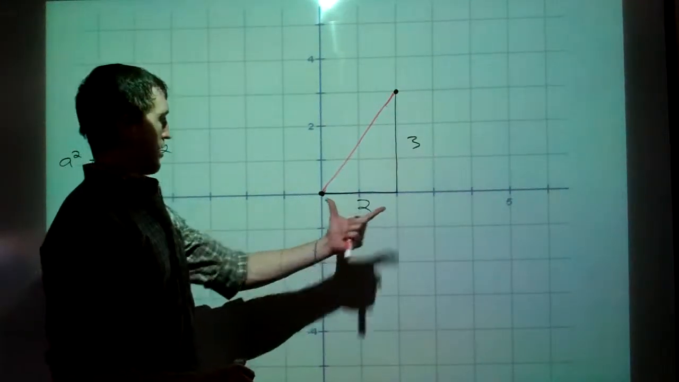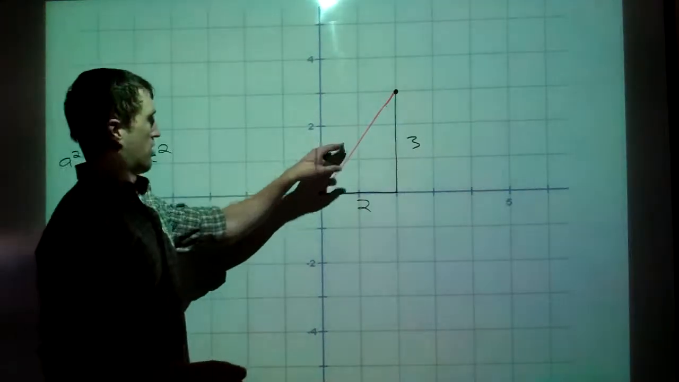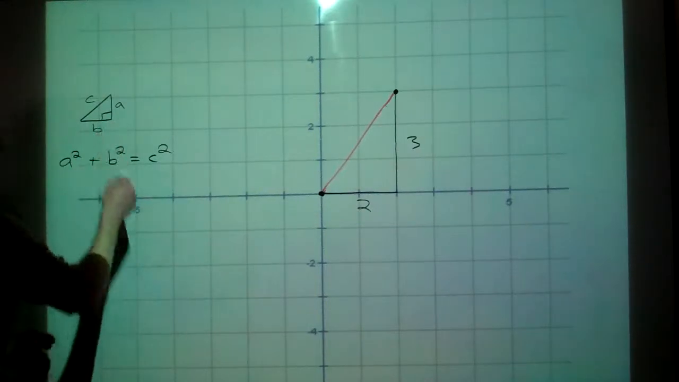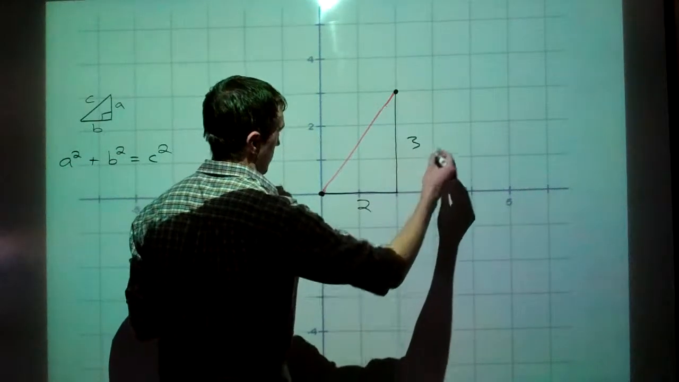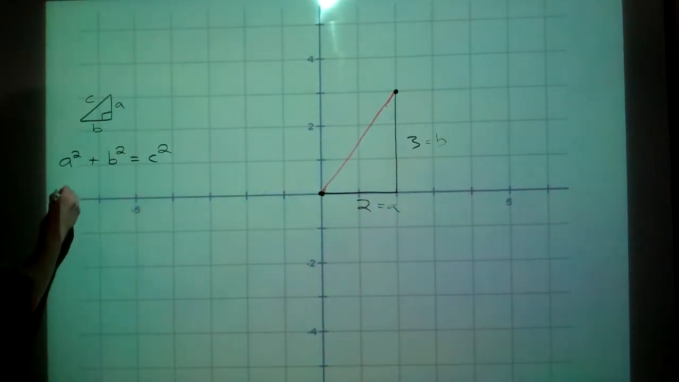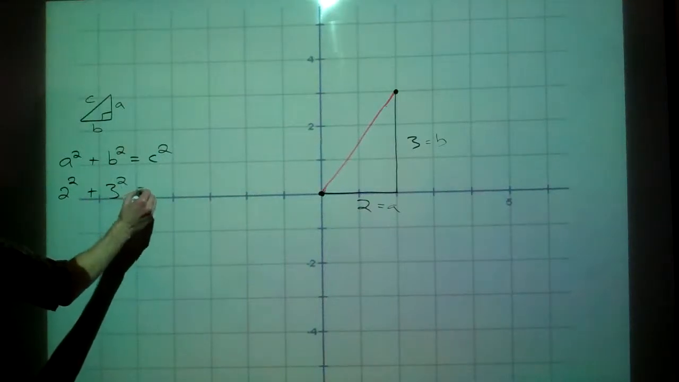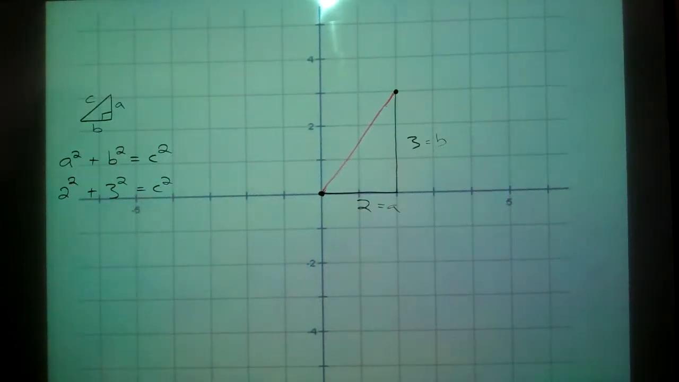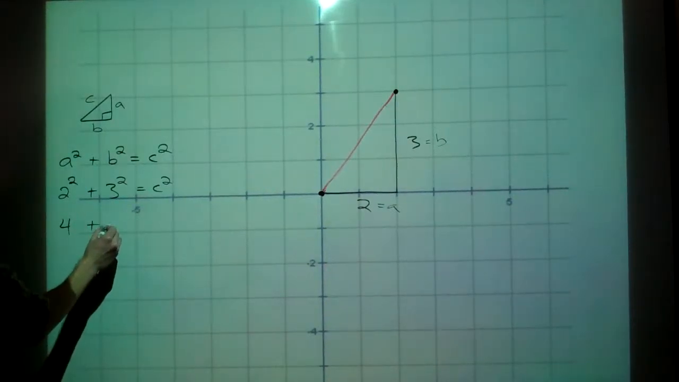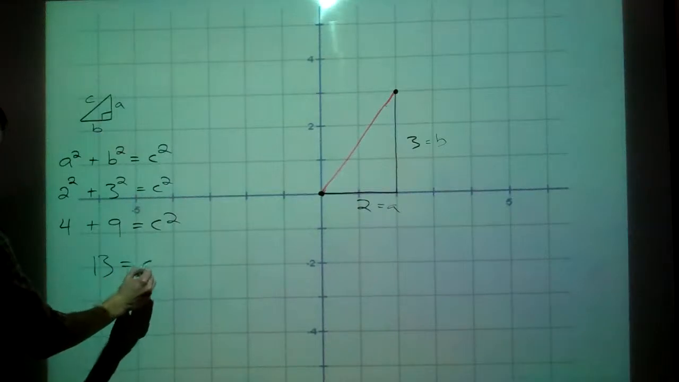Sorry about that. We've got 2 units long here and 3 units long here. And this side would be our C again. That's the distance we're looking for. And we just plug in what we know. So we can call this B and A if we want, or A and B, it doesn't matter. So let's just say B, we'll call this A. That's fine. So A to the second, or 2 to the second, plus 3 to the second, which was our B, and that's equal to C squared. And everything's the same now. 2 to the second power is 4. 3 to the second power is 9. That's equal to C squared. 4 plus 9 is 13, and that equals C squared.